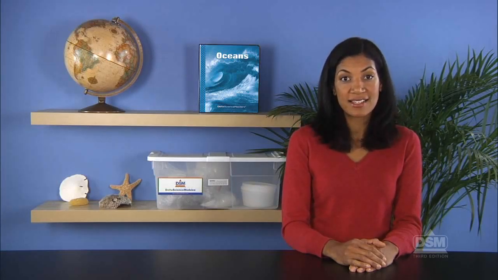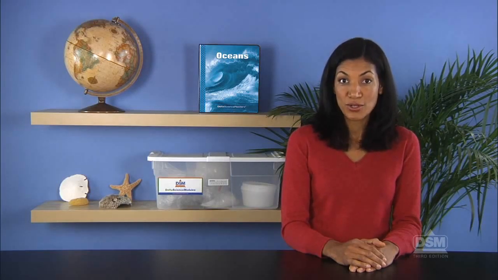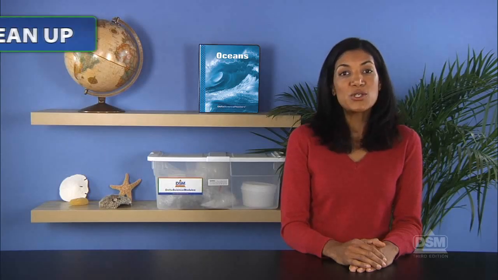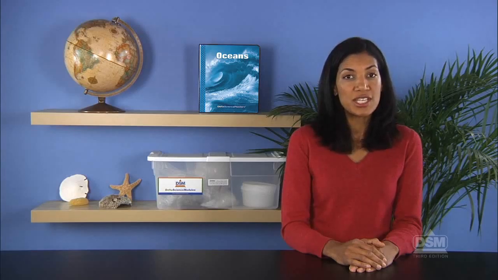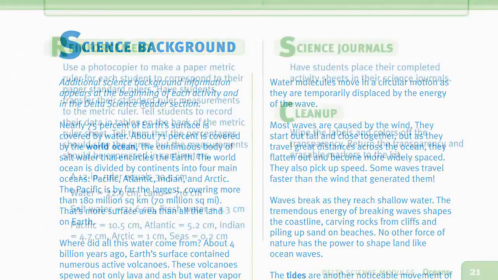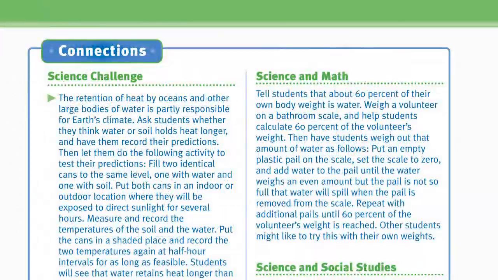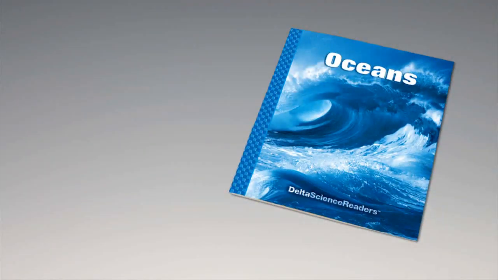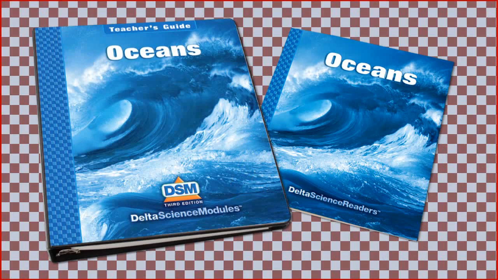Finally, distribute an Ocean Fun Facts sheet to each student to take home or to discuss in class. Invite students to choose one fun fact to illustrate with a cartoon and caption. To conclude the activity, collect the specimens and magnifiers and return them to the kit. You may want to give students a folder or envelope in which to keep their activity sheets and fact sheets. For science background, reinforcement activities, curriculum connections, and information about the Delta Science Reader, please consult your DSM Teacher's Guide.